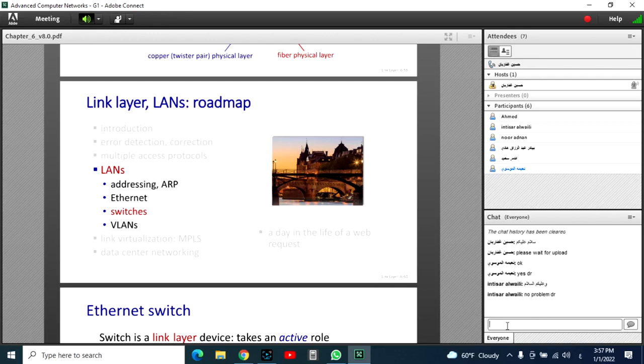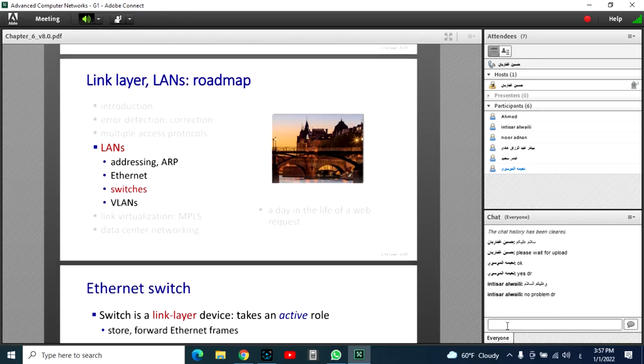This is the last week of this term, the 16th week. In this week, we want to have a small lecture about the physical layer, layer 1 and layer 2, something between them. We will start with talking about switches, and then we talk about VLANs, and after that, we have some small talks about MPLS and data center networking.